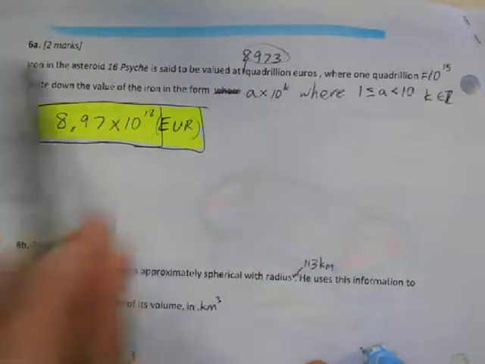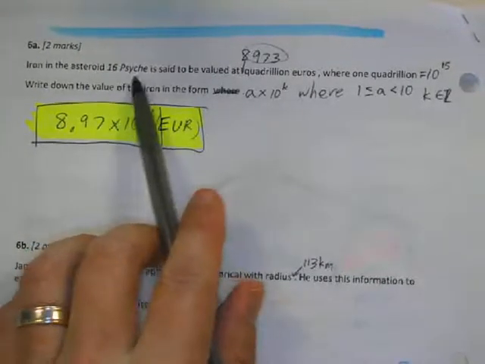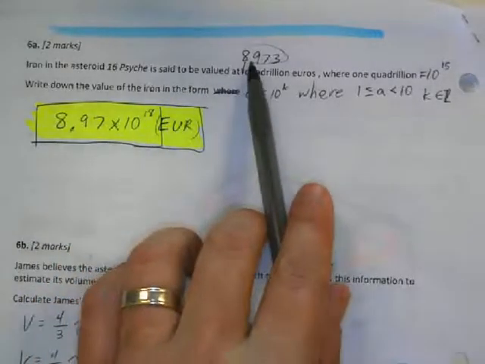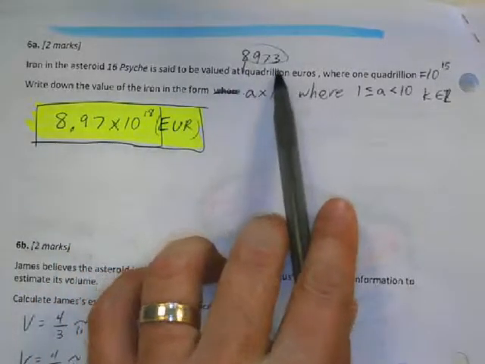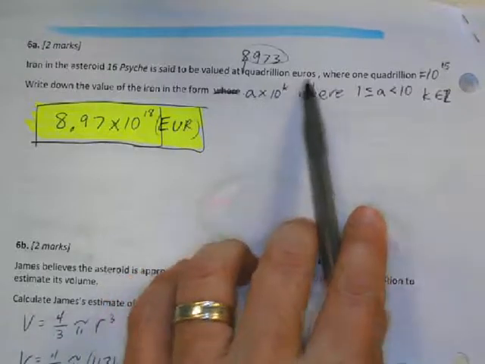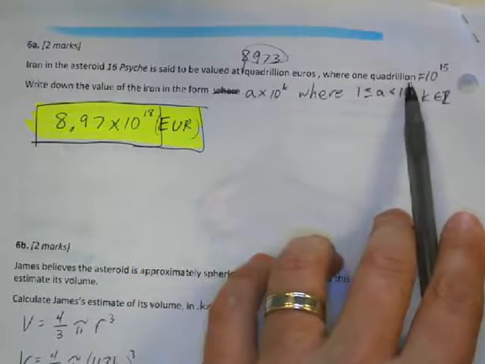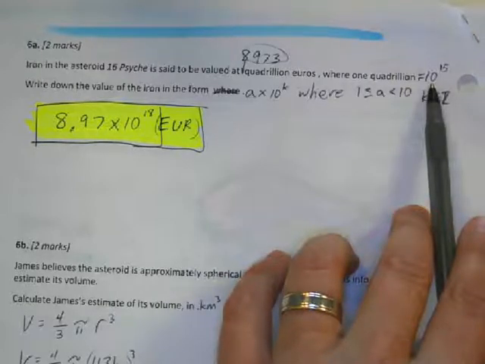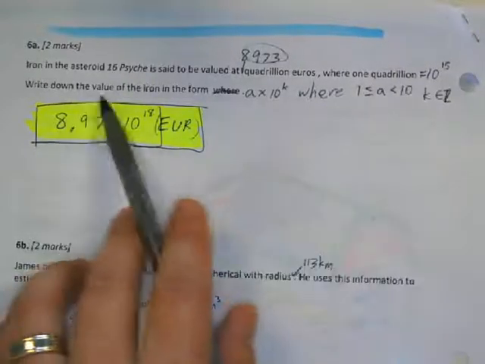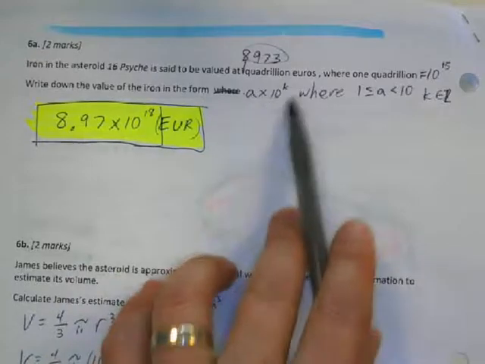So iron in the asteroid 16 Psyche is said to have a value of 8,973 quadrillion, where 1 quadrillion is 10 to the 15th power. Write down the value of iron in this form.